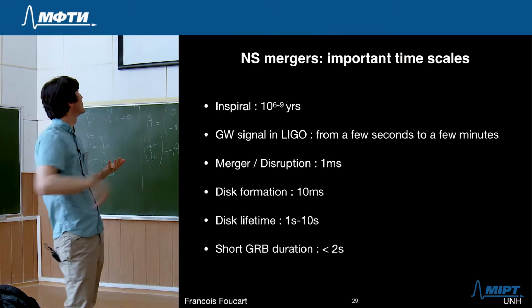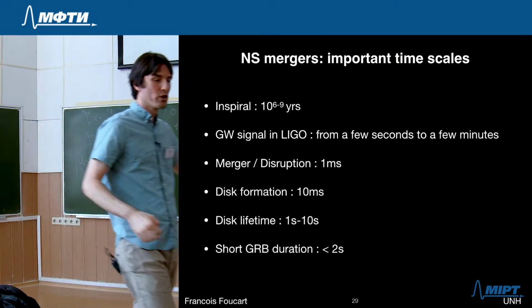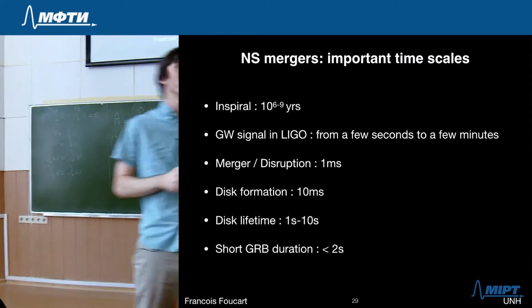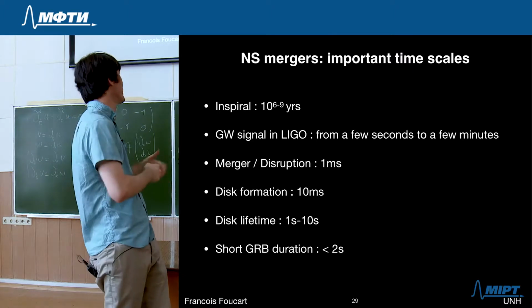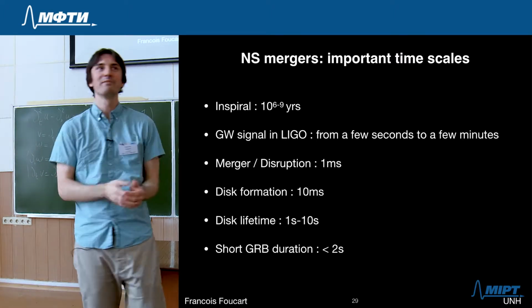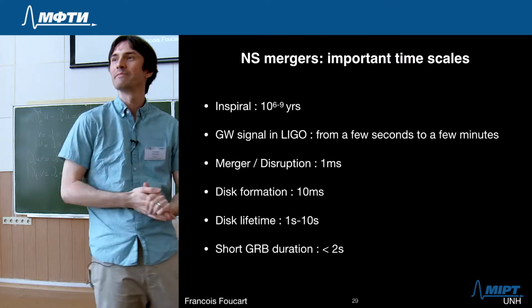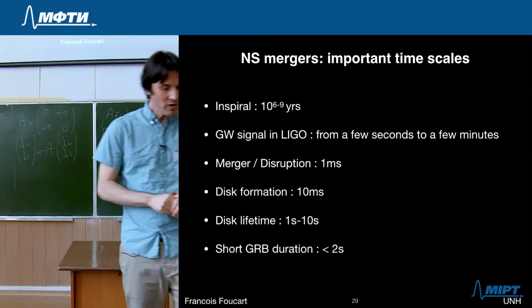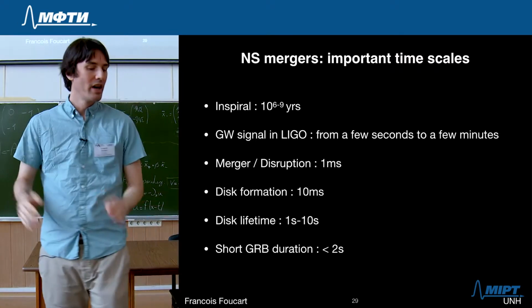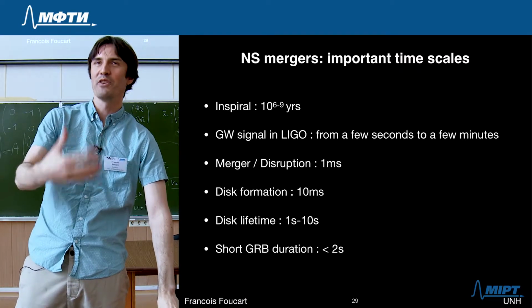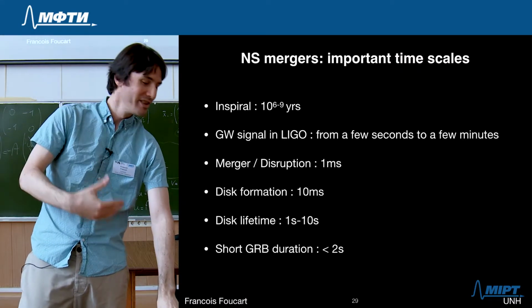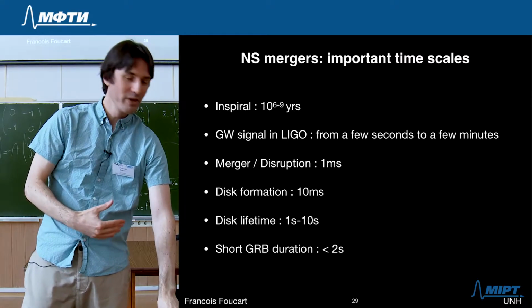And we know that short GRBs, that's not a theoretical prediction, that's the actual observed short GRBs, have duration of up to a couple of seconds. That's actually the definition of a short GRB. So that's something that we know from observations, but not from simulations, because we haven't been able to properly simulate the production of a short GRB in simulations yet. Only approximations to it.